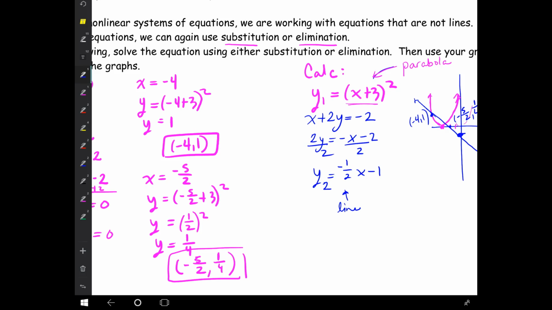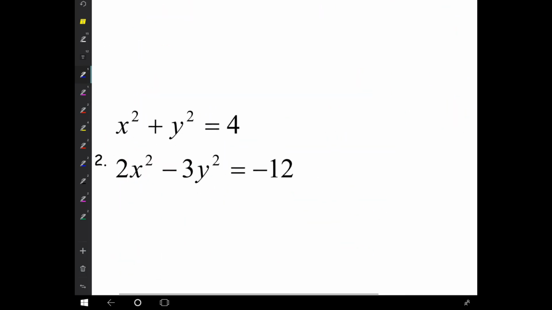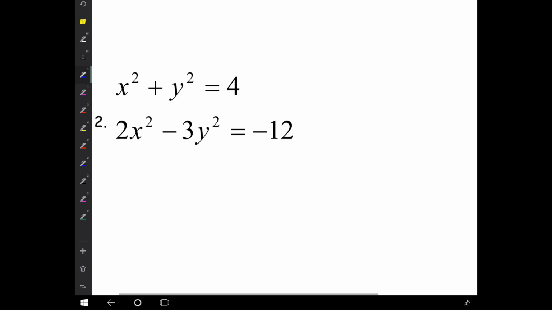Alright, let's take a look at this next one then. Number 2, what do you think would be more helpful to do, elimination or substitution? Elimination, good, because they're already lined up.